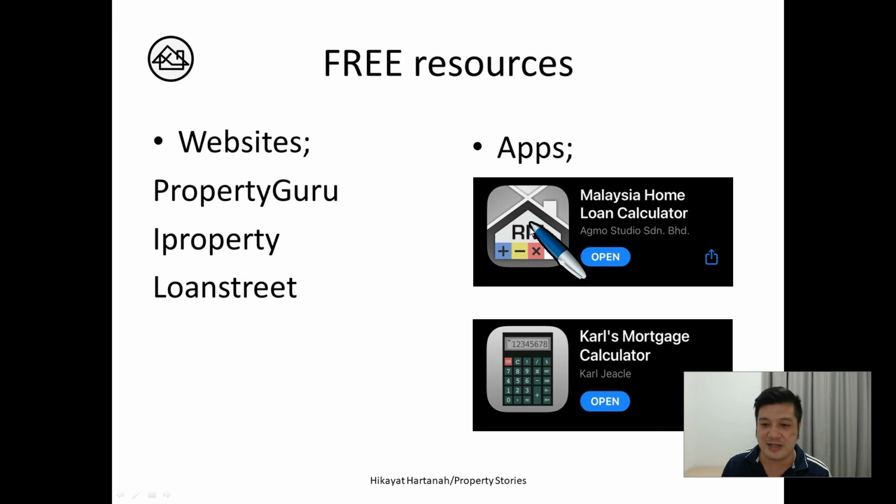Malaysia Home Loan Calculator. You can use this app, or Carl's Mortgage Calculator. Carl's Mortgage Calculator is a very advanced calculator. It's used when you want to count specifically how much you're going to save over a certain period of years. I'll give you an example. Let's say you add an extra 1,000 to your loan every month, paying advance payment of 1,000 every month. How long does it take to finish your loan? That can be done on Carl's Mortgage Calculator.